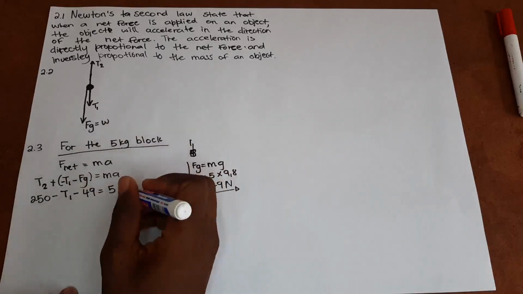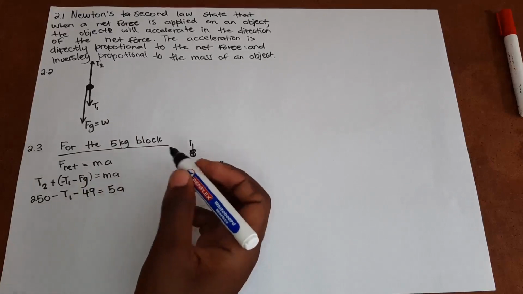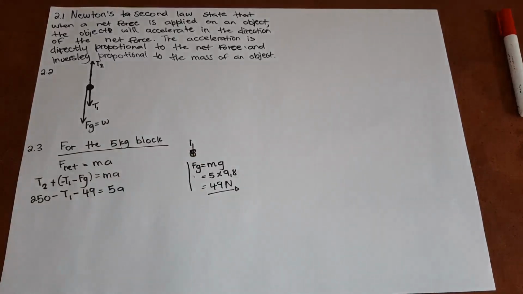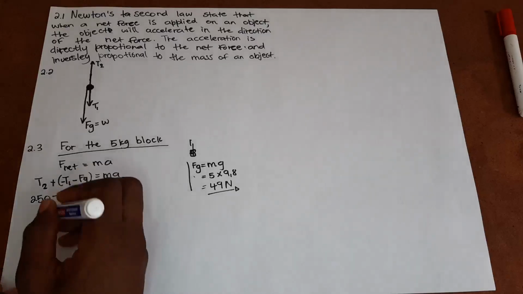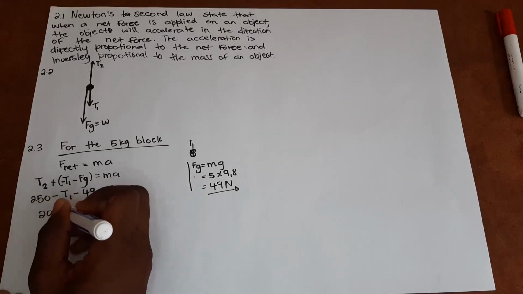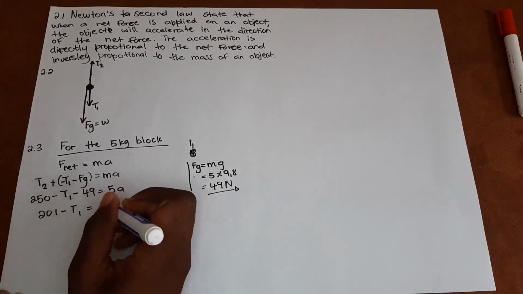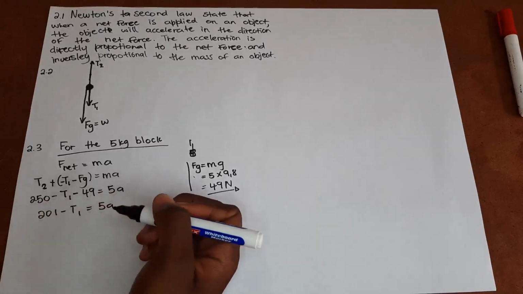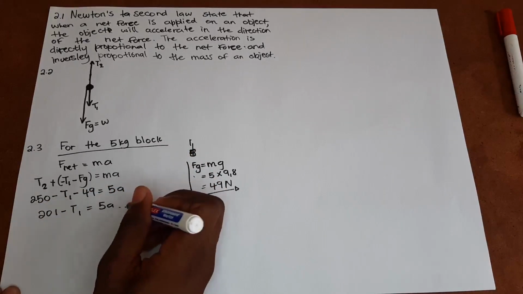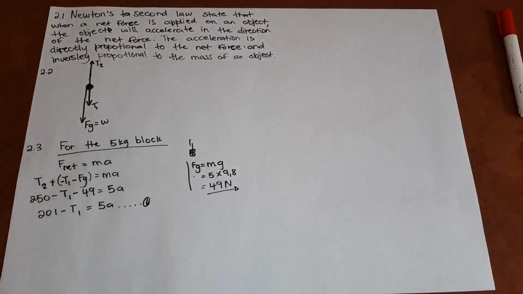The solution is not given, 5a. So 250 minus 49, let's press in our calculators. Sorry, it's 201. Meaning that 201 minus T1 is equal to 5a. So this becomes our very first equation.